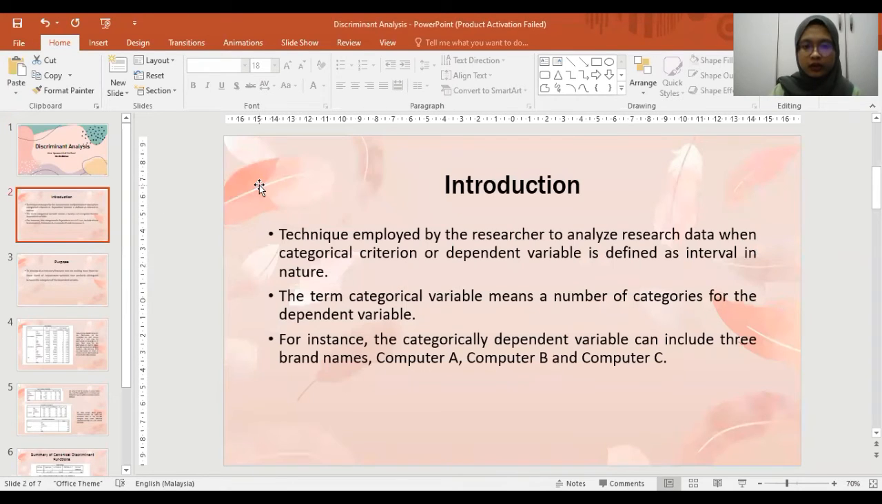As an introduction, discriminant analysis is a technique employed by the researcher to analyze research data when the categorical criterion or dependent variable is defined as interval in nature. The term categorical variable means a number of categories for the dependent variable. For instance, the categorical dependent variable can include three brand names, which are computer A, computer B, and computer C.